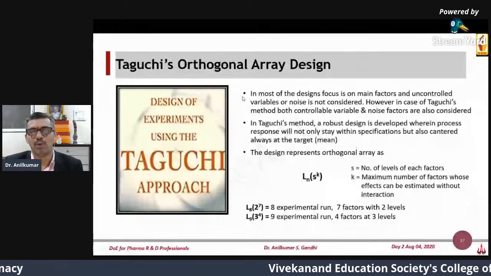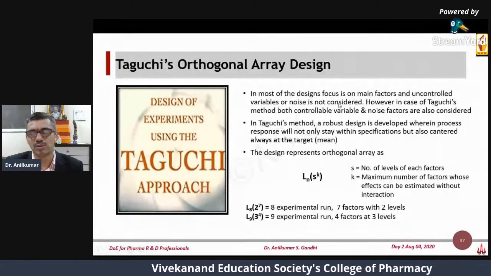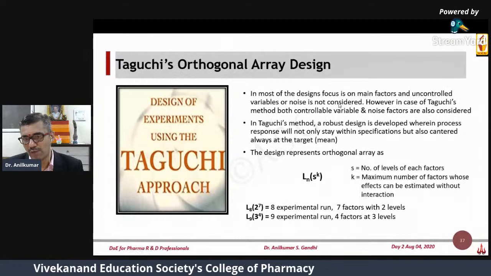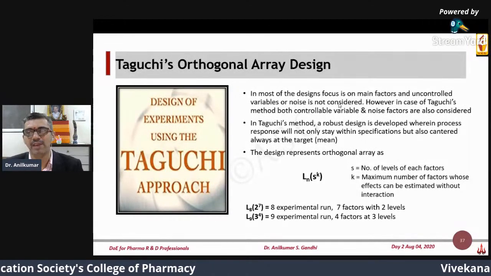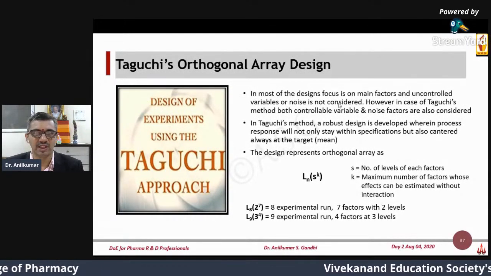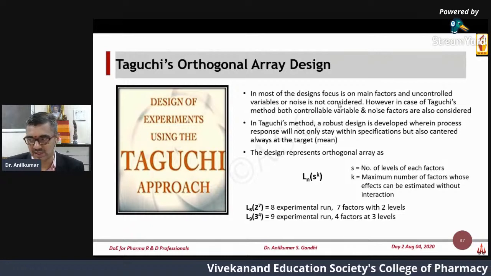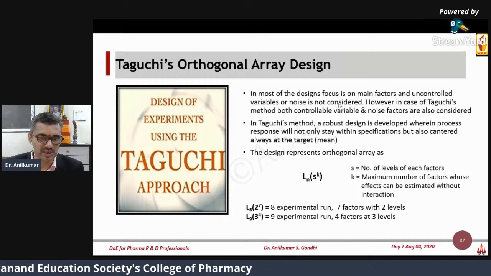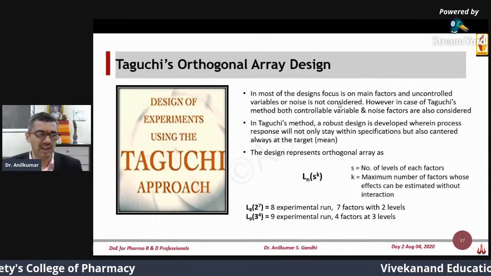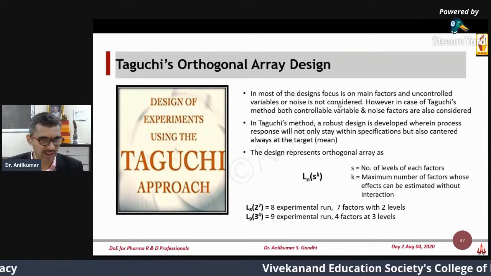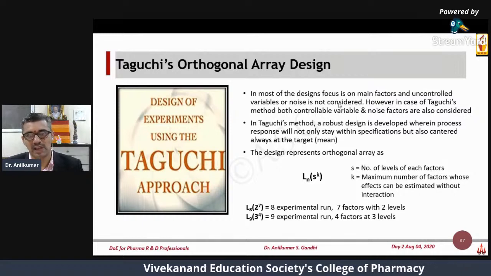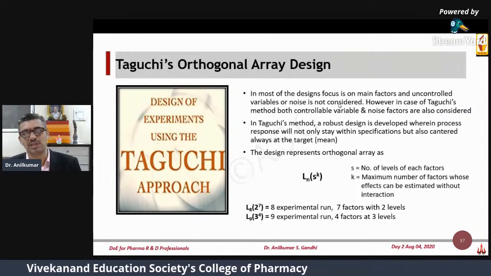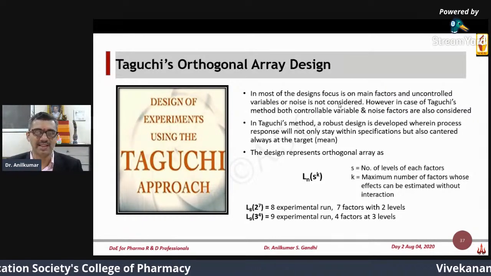Most of these designs, if you see, focus on the main factors and uncontrolled factors. If you remember, I had discussed yesterday about the process part, and in the process part there was noise, which had the measurable and non-measurable factors. What Taguchi's design considers is that they do consider the uncontrolled variables as well in their design.